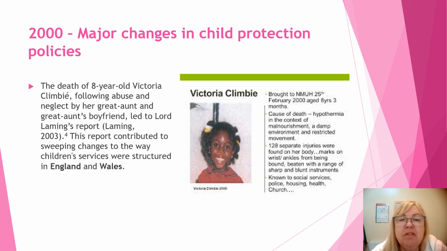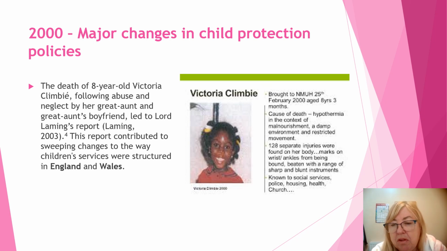In the 2000s, we had the death of 8-year-old Victoria Climbié following abuse and neglect by her great aunt and her great aunt's boyfriend. A little girl who was born in Africa and was actually living with her, I think her parents were actually in Africa, and she was living with her great aunt and great aunt's boyfriend. And her death was terrible.